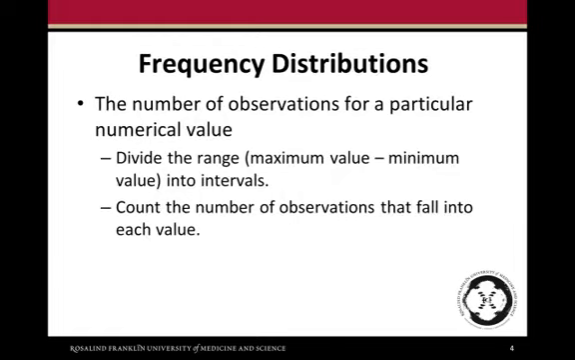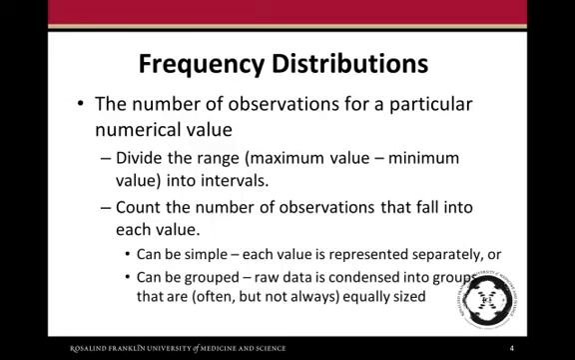So frequency distributions are defined as the number of observations for some particular value. When you have numeric data, you divide the range, the maximum value minus the minimum value, into intervals, and then count the number of observations that fall into each of the intervals. These can be simple, where each value is represented separately, or you can create small groups of data, where your raw data is condensed into groups that are often equally sized. We're going to talk about some examples in a second.